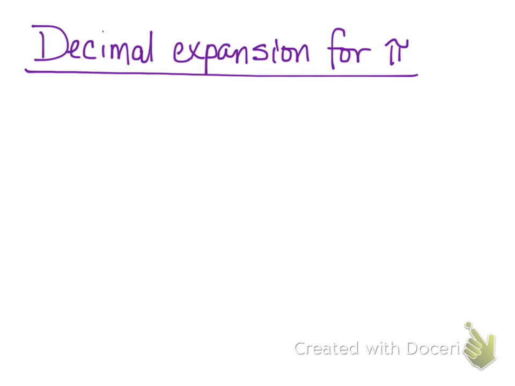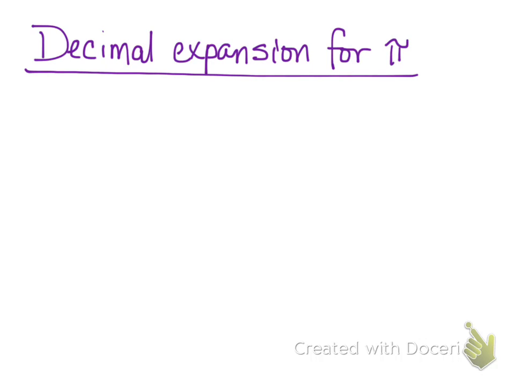Okay, so our goal for this lesson is to come up with a decimal expansion for pi. And we've said that pi is an irrational number, so we know that it's not going to be a repeating decimal. It's going to be an infinite decimal that doesn't repeat.